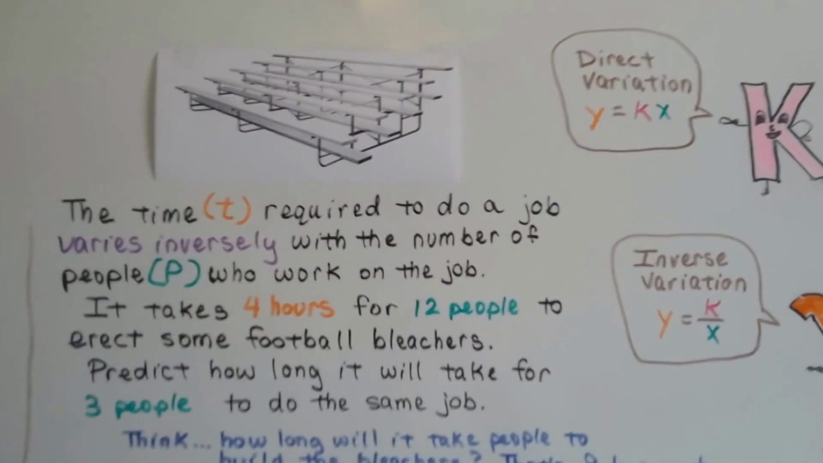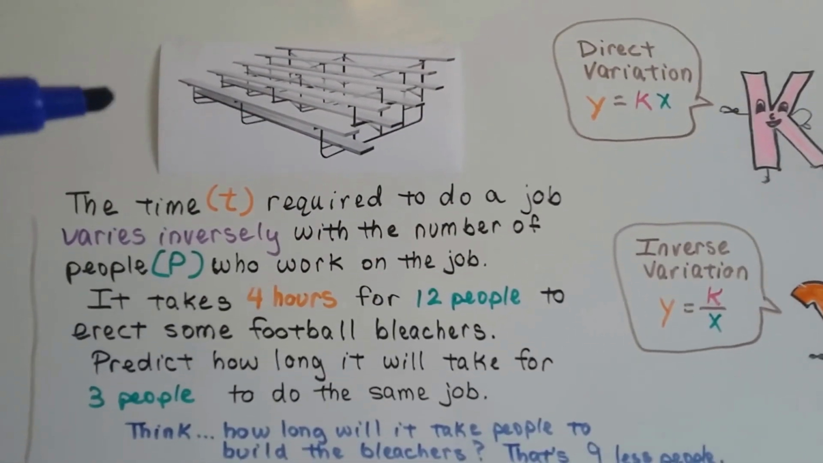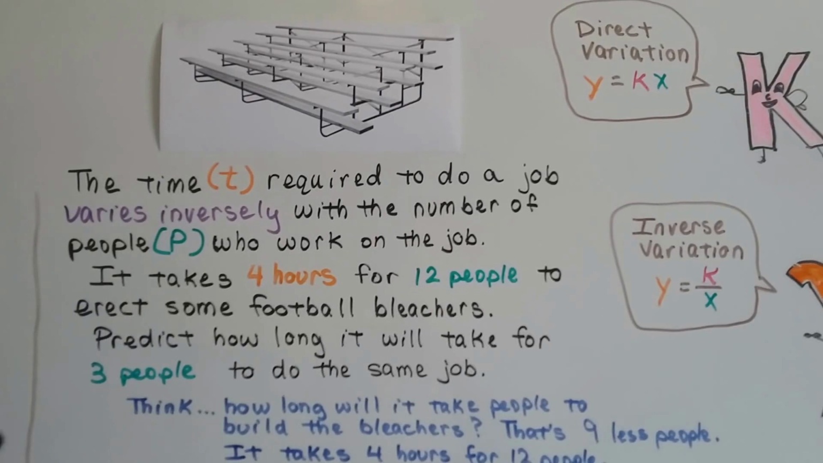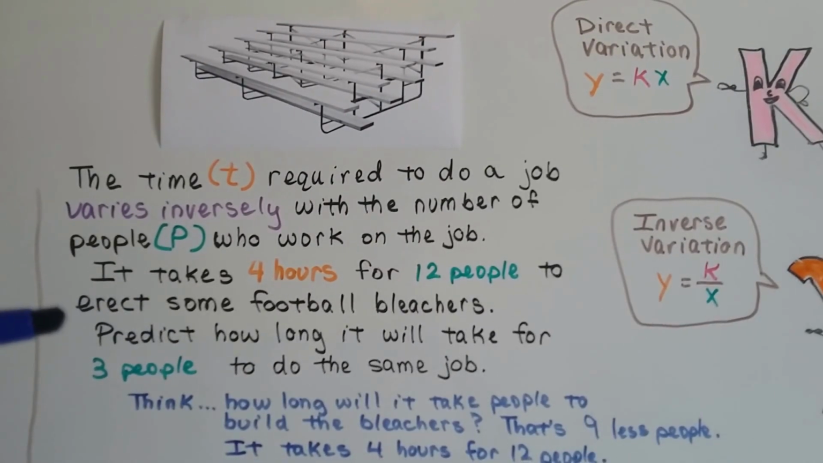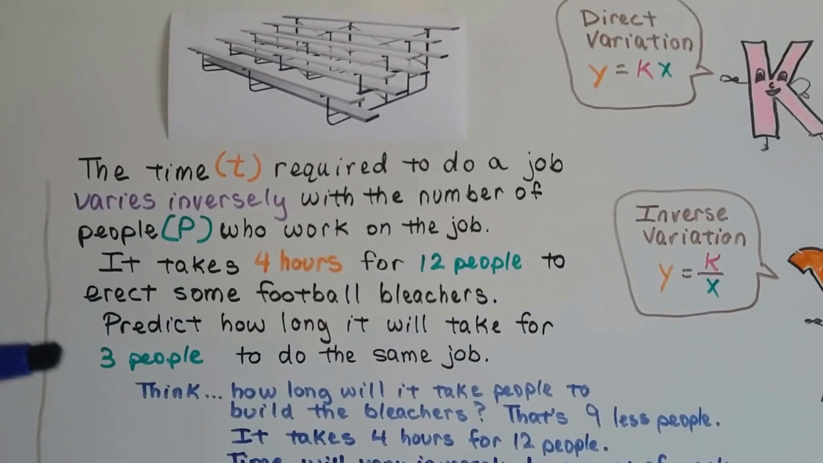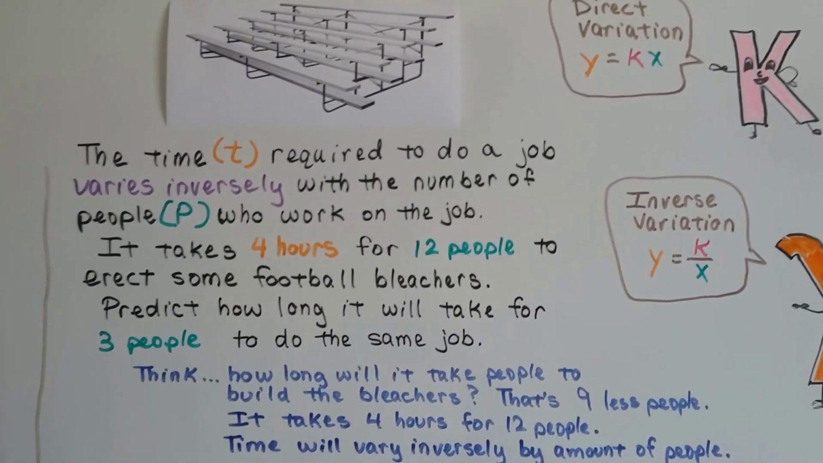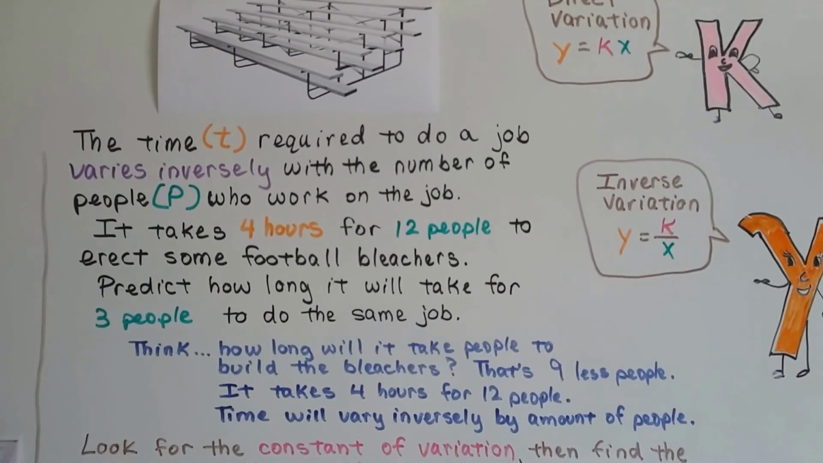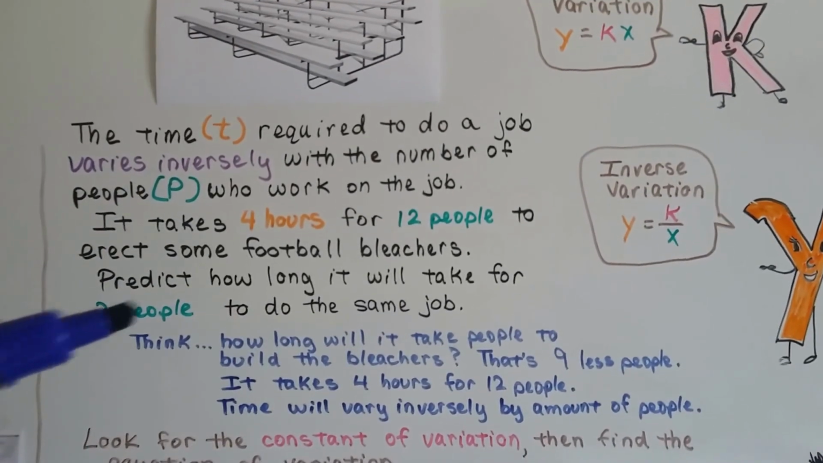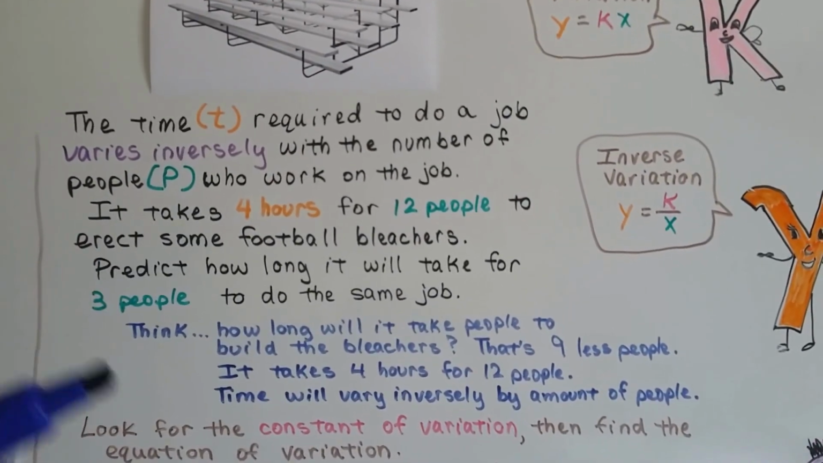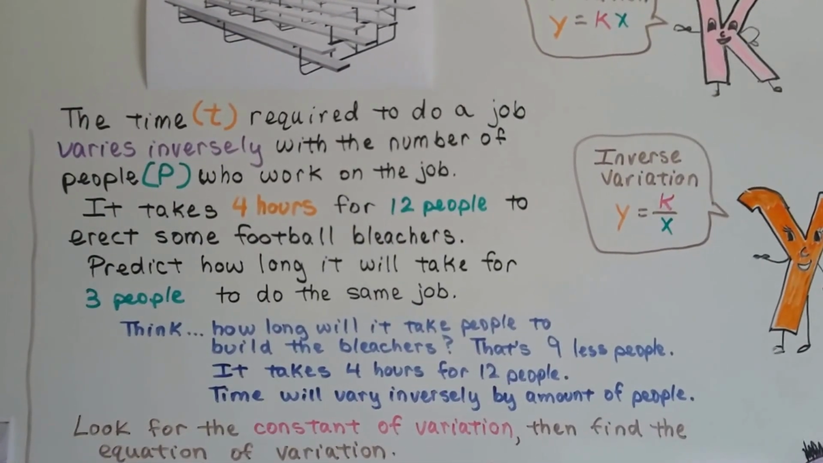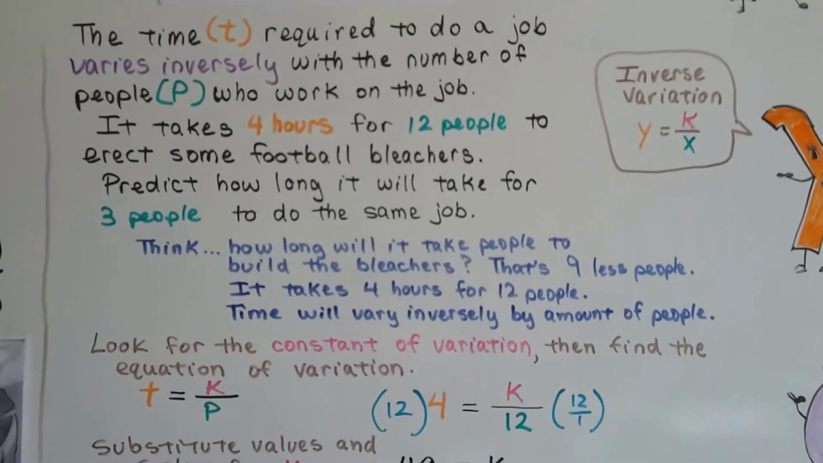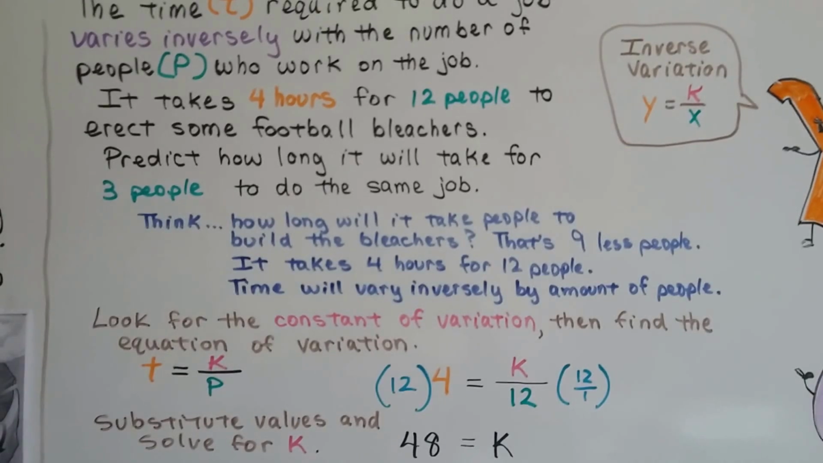We've got some bleachers here for a football or a soccer game, and the time T required to do a job varies inversely with the number of people, P, who work on the job. If it takes 4 hours for 12 people to erect some football bleachers, predict how long it'll take for 3 people to do the same job. So we think, how long will it take people to build the bleachers? That's 9 less people. We've got 3, we had 12, so it should take longer, right? We've got less people. So if it takes 4 hours for 12 people, time will vary inversely by the amount of the people. We look for the constant of variation and then find the equation of variation.